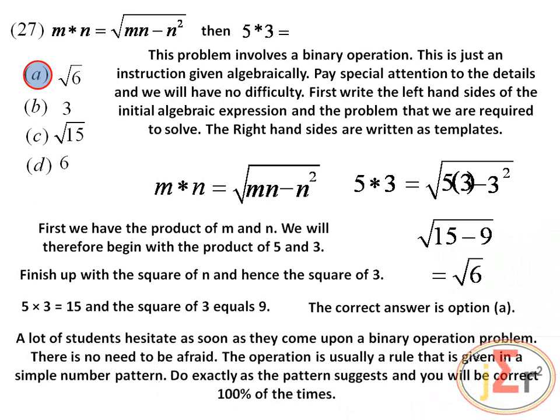A lot of students hesitate as soon as they come upon a binary operation problem. There's no need to be afraid. The operation is usually a rule that is given in a simple number pattern. Do exactly as the pattern suggests and you will be correct 100% of the time. And we have shown here that it cannot be so hard.